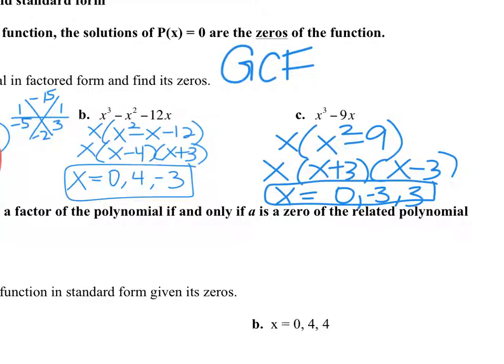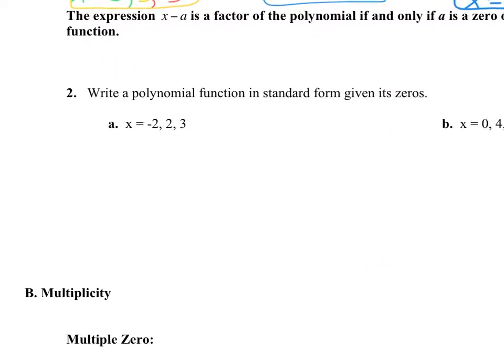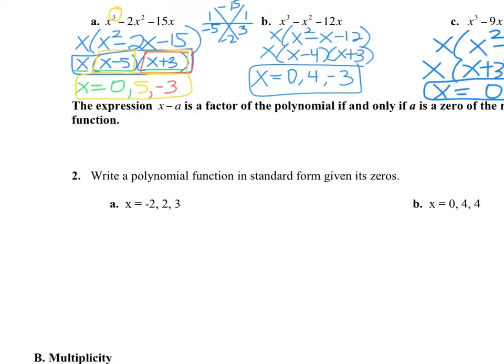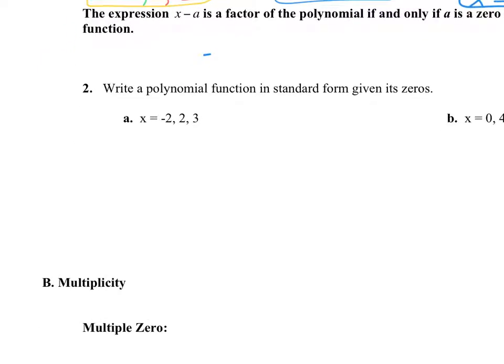Okay, let's move on. Now we're going to go backwards. Let's talk about this. It says x minus a is a factor if and only if a is a 0. We'll just do one of these. It says write a polynomial in standard form given the zeros. Now, if I'm given that these are zeros, then my polynomial will have factors. We're going backwards. Instead of here are the factors, you tell me the zeros, I say here are the zeros, you tell me the factors.